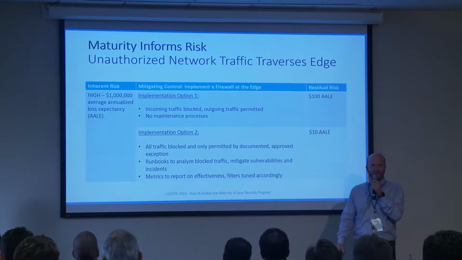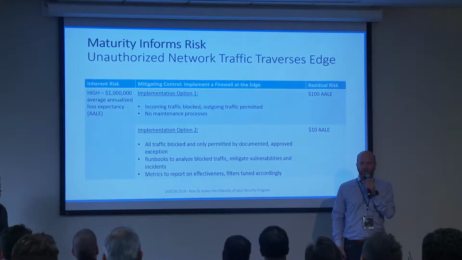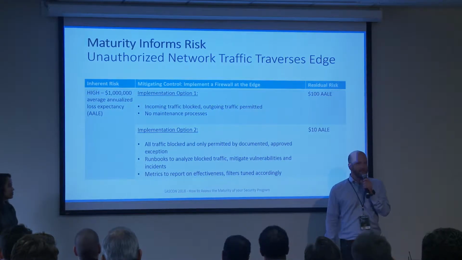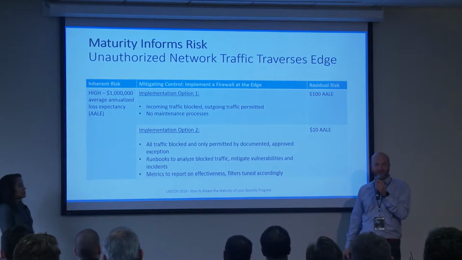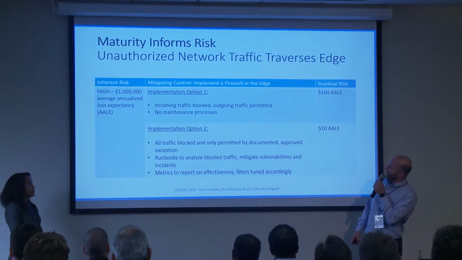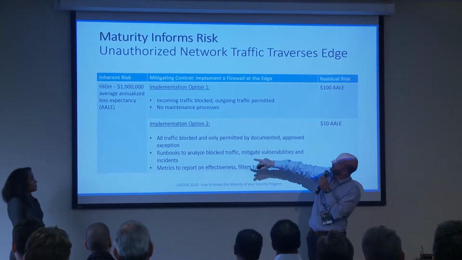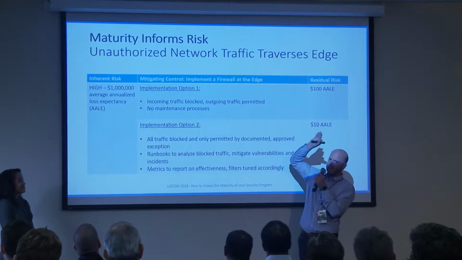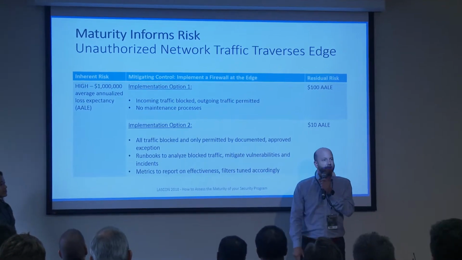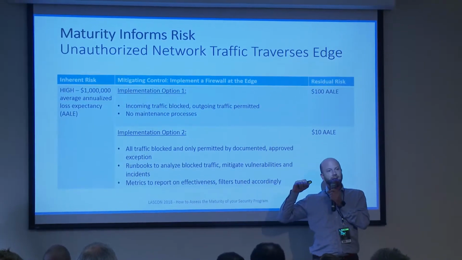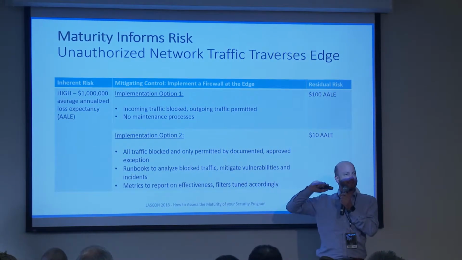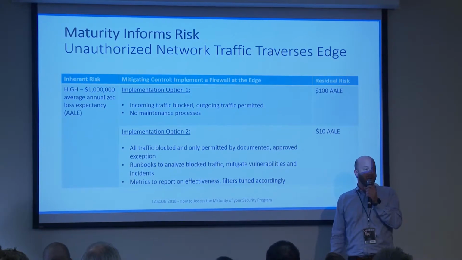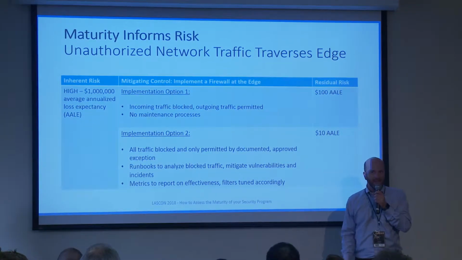So what do I want to do about this? Pretty typically, I'd put in a firewall, right? Segment my internal networks from the external internet. And I put two options in here. One option for a firewall is we'll put a firewall at the edge. All incoming traffic from the internet is blocked. All outgoing traffic from our networks is allowed. And that sits there and does its job, and we expect it to mitigate this risk.